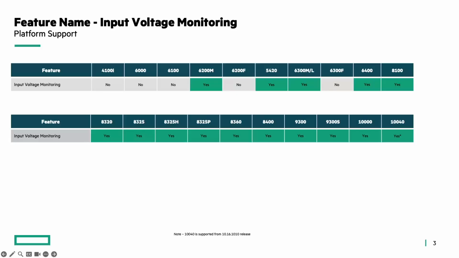Here are the devices that support the input voltage monitoring feature. As you can see, except for the fixed PSU model switches, it supports all the SKUs, meaning except 4100i, 6000, 6100, 6200F, and 6300F, all the switch models support this feature. Also, please note that the 10040 switch is supported from 10.16.1010 release onwards.